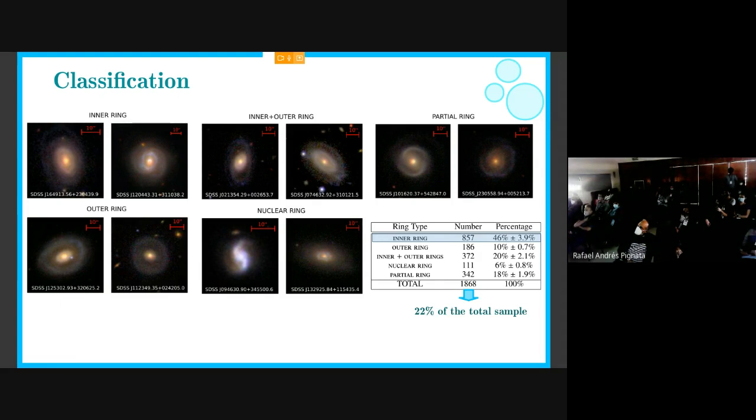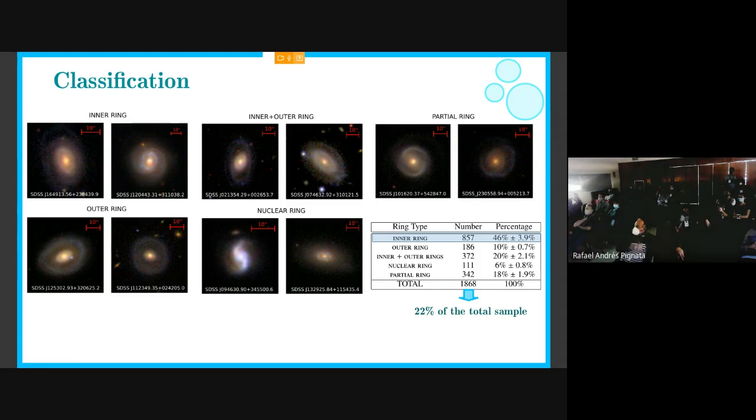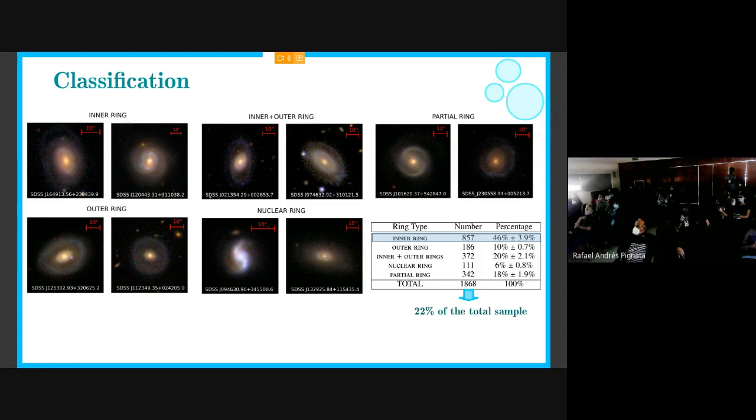We found 1,868 ringed galaxies from the total sample of spiral galaxies based on orientation, representing 22% of the total sample, in accordance with other authors. And we highlight that the predominant rings are inner, about 46%.